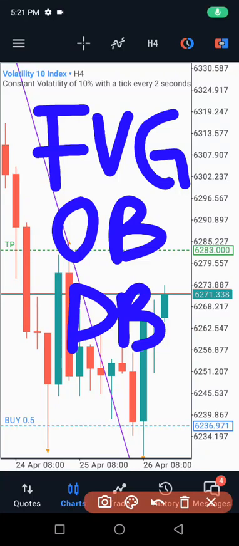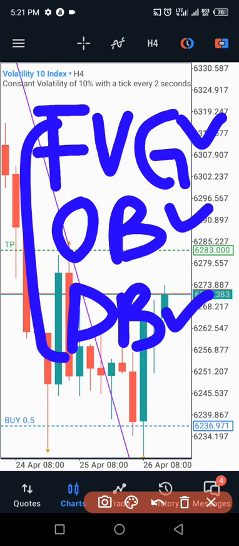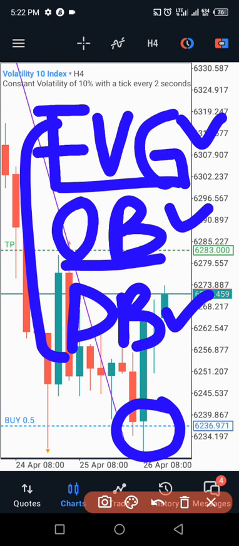Guys, in today's video I'll be showing you how to make use of the fair value gap, the order block and the double bottom. If you know how to combine these three concepts together, whenever you see a trade playing out, you should be able to take any trade, just like you can see here. In today's video you'll be learning how to combine the fair value gap, the order block and the double bottom.